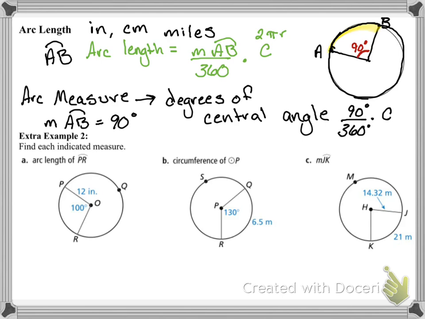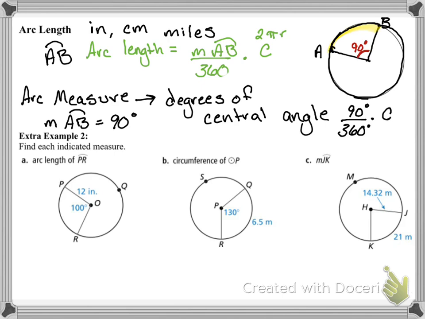So it's the measure of that arc out of 360. This gives me what part of the circle we're dealing with. Are we a fourth of the circle? Are we all the way around the circle? Times the circumference. Okay, so let's go ahead and do some examples.